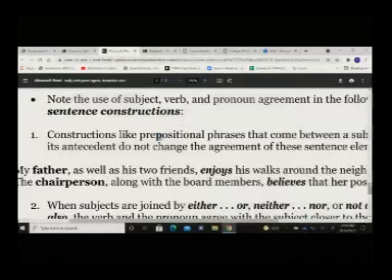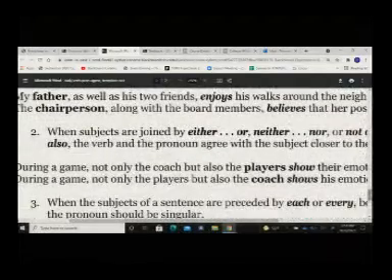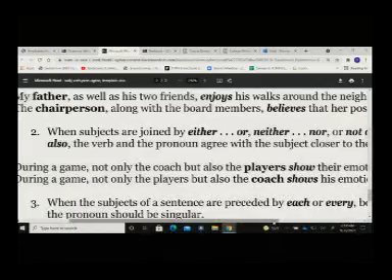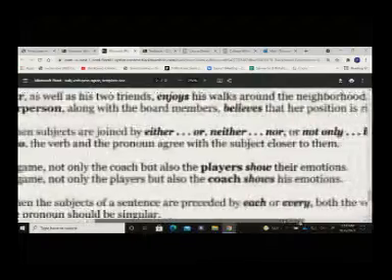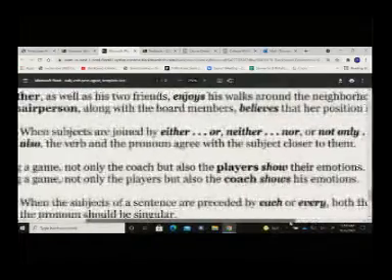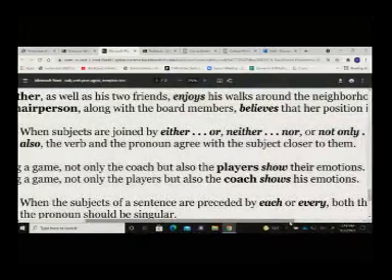This next one's going to need a big one. When subjects are joined by either or, neither nor, or not only and but also, the verb and the pronoun agree with the subject closer to them. Okay? This is what's interesting. So what that says is, these are paired conjunctions. It's not what comes after the first part of the conjunction that counts. It's what comes after the second conjunction that is important.